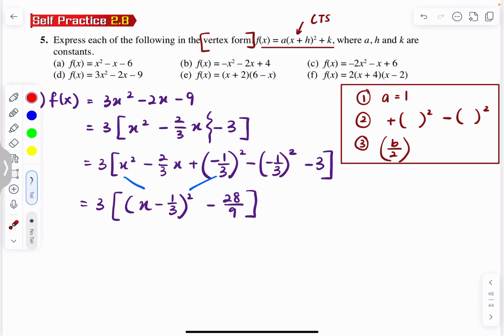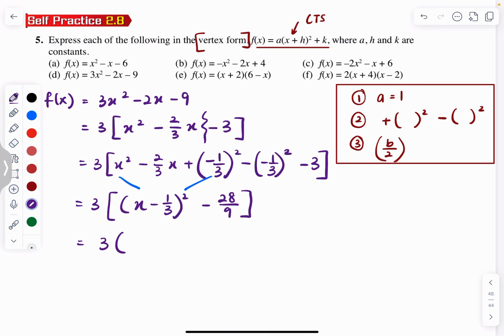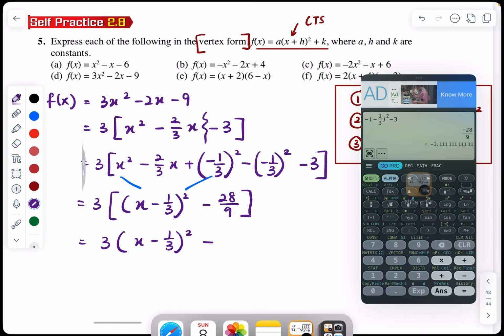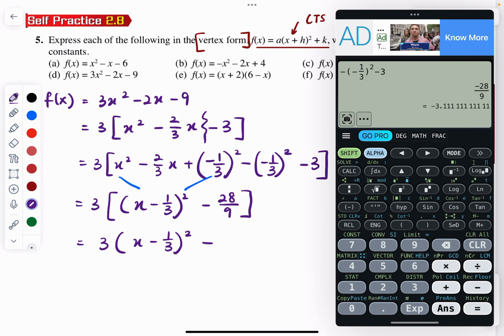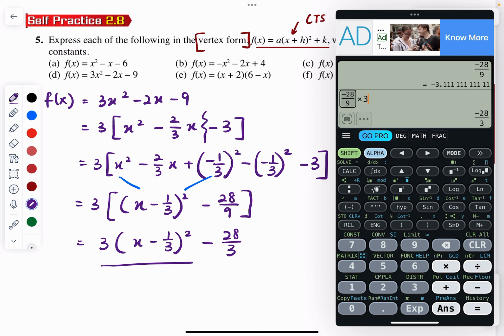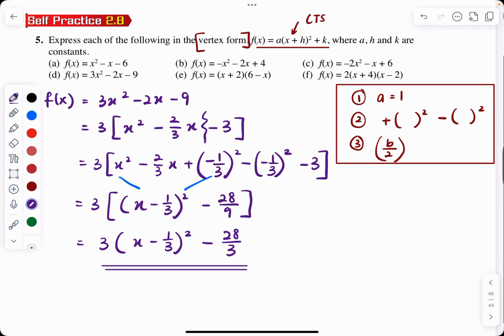Okay. Then these 3 we multiply inside. We'll get 3 x minus 1 over 3 square minus 28 over 9 times 3 will give us negative 28 over 3. This will be our final answer. Done.